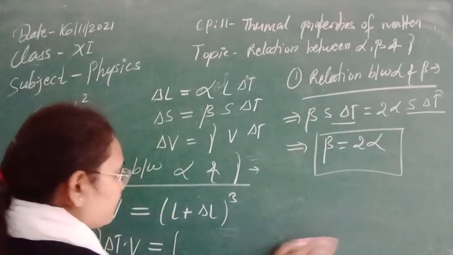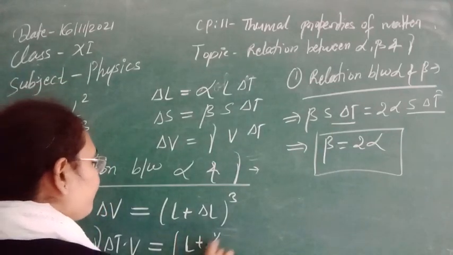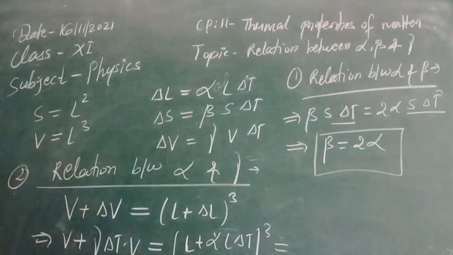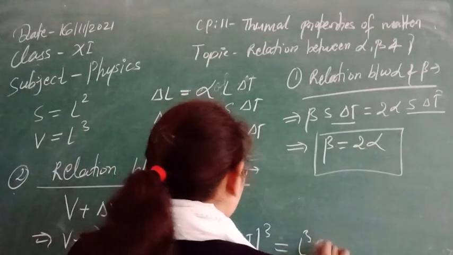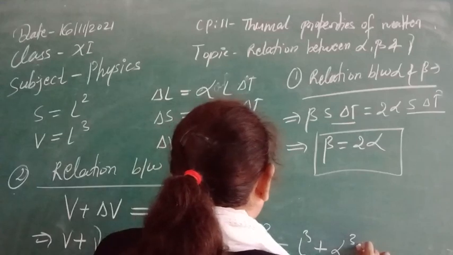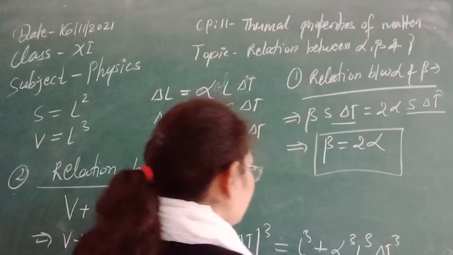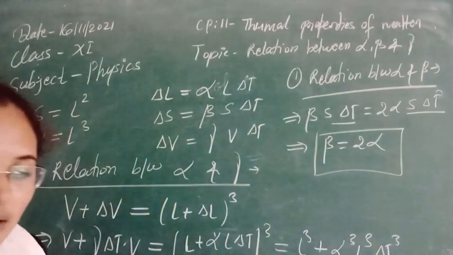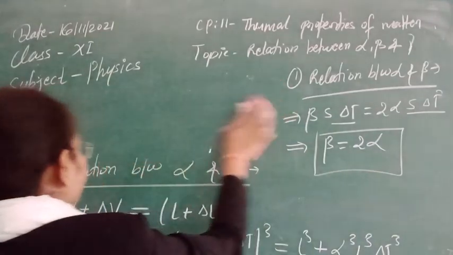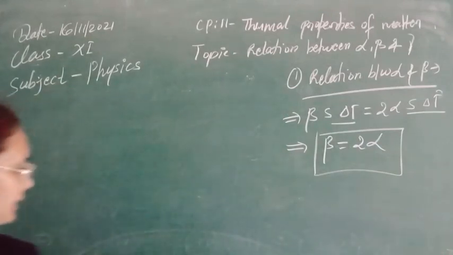I think this is not visible. So if you now solve the whole cube, this will be L cube first. After this, alpha cube L cube delta T cube. Now plus 3 times we will have, I think again this one is not visible, so I can just rub this line because we have used it already. So let's rub this whole thing and start again.